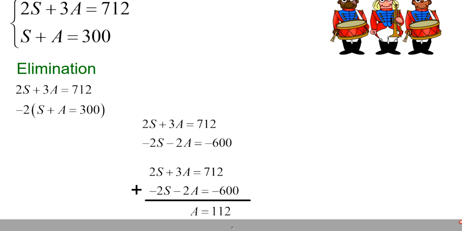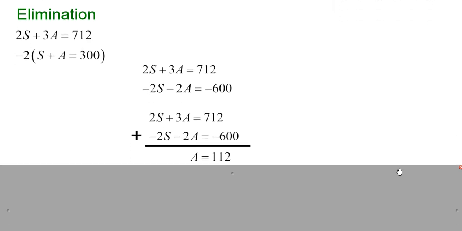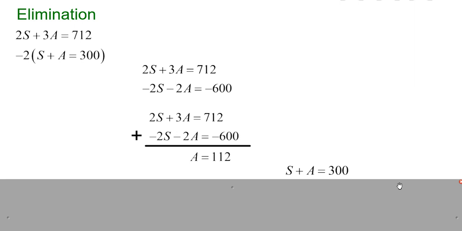So A, the number of adult tickets, is 112. But not only do we need to know the number of adults who attend, but also the number of students. So we're not done just yet. We're going to take the value for the number of adult tickets and substitute it into one of the two original equations to find the number of student tickets. That second equation would be perfect for that because there's very little calculation that needs to happen.